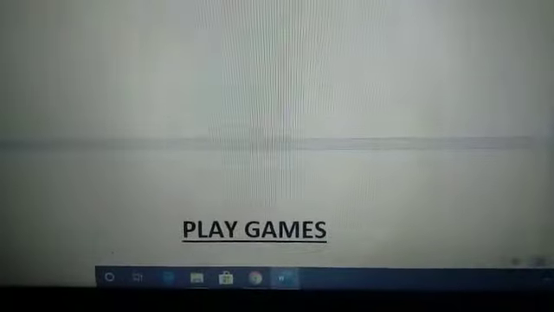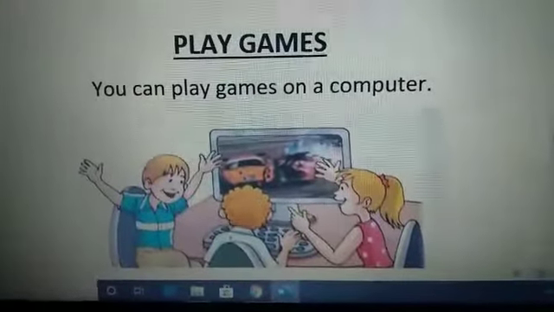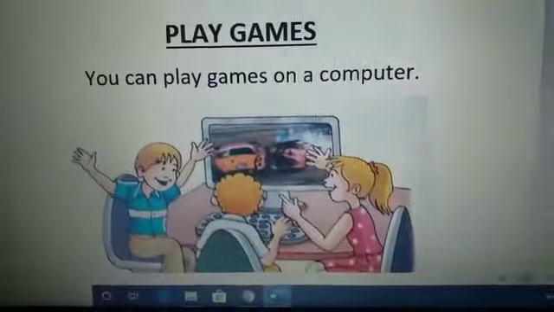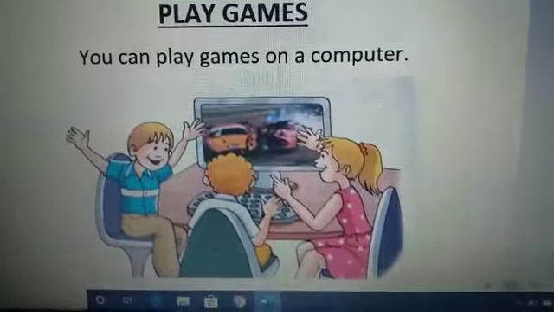Play games. Third topic. You can play games on a computer. Okay, boys, also write this topic 4 to 5 times.